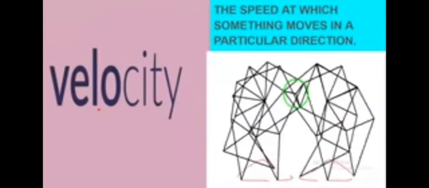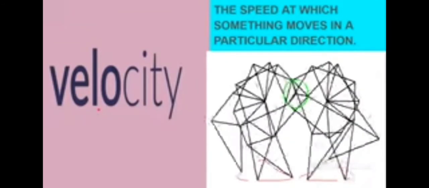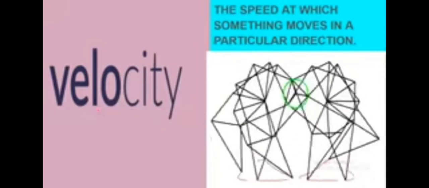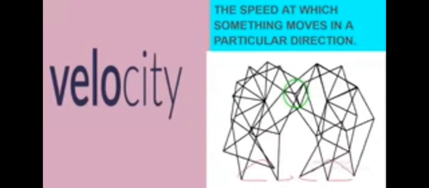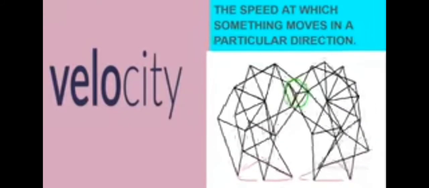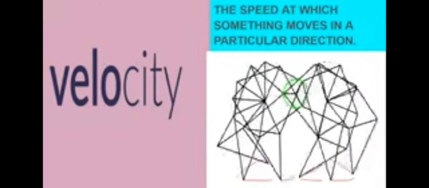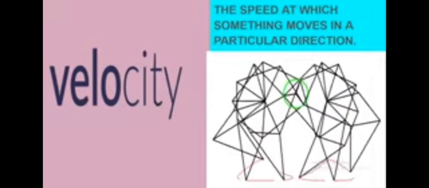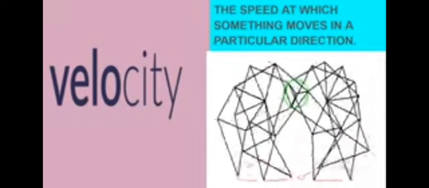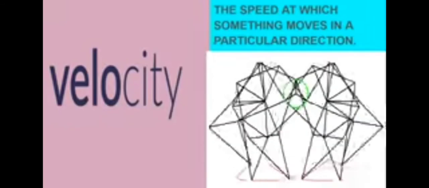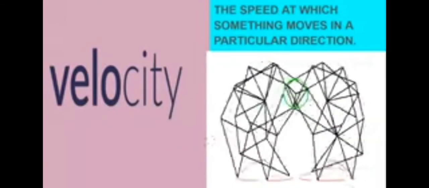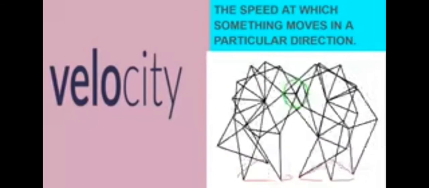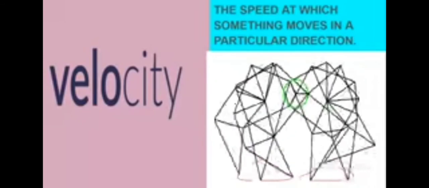Now, what do you mean by velocity? Velocity means what? Whenever anything moves in a particular direction, particular means in one direction, the speed of that thing is the velocity. For example, when you have taken part in a running race, you have your own path to run. You cannot run anyhow. So you have a speed and one path to run. That means you are moving in a particular direction and with a proper speed. So that speed at which something moves in a particular direction is the velocity of that thing.